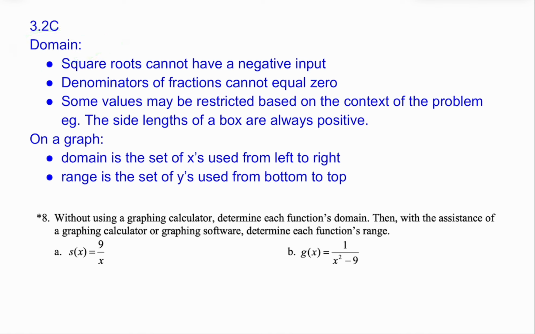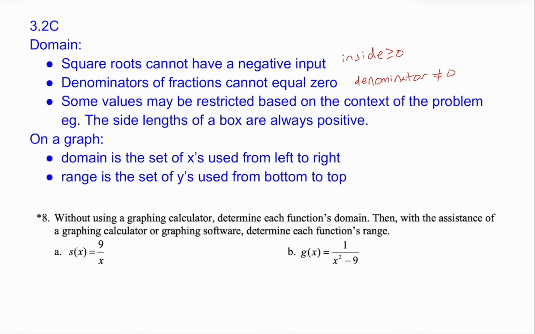Three main things to remember: square roots cannot have a negative input. So I always think of make the inside greater than or equal to 0 to find your domain. Next, fractions. The denominators of fractions cannot equal 0. So in that case, set your denominator equal to 0. Those are the values that we are going to discard. All the other values in the real number line would work.